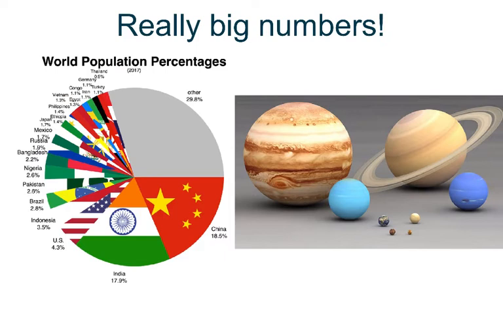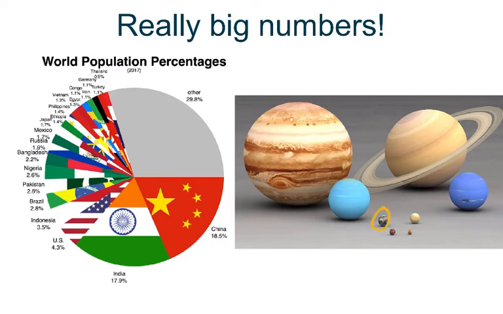As you can see from these two pictures here, I'm showing you two really big things. One is the world's population. On Earth, we have a world population of about 7.8 billion people. And in this pie chart, you can see the breakdown of population by country as of 2017. If you thought that 7.8 billion was a big number, just think about it.